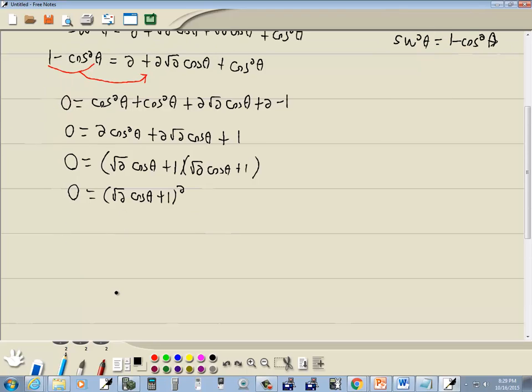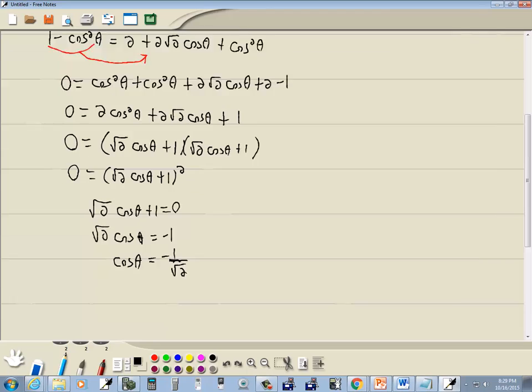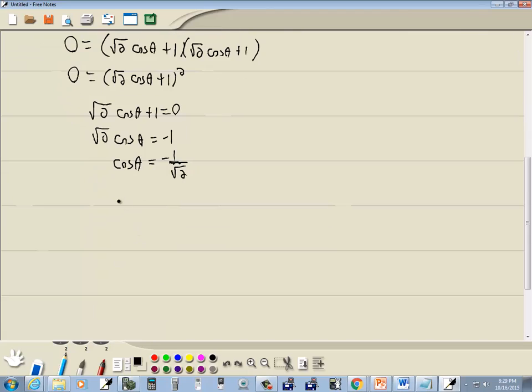Okay, now we're ready to set that equal to 0. So we've got square root of 2 cosine theta plus 1 is equal to 0. Take the 1 over, so we've got square root of 2 cosine theta is equal to negative 1. Divide both sides by square root of 2, and we get cosine is equal to negative 1 over square root of 2. If I multiply the top and bottom by the square root of 2, that's going to give us a negative square root of 2 over 2.